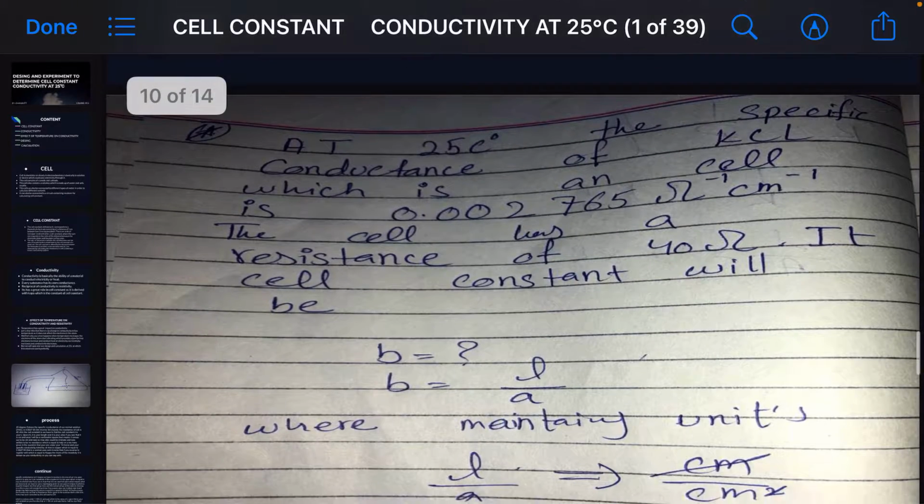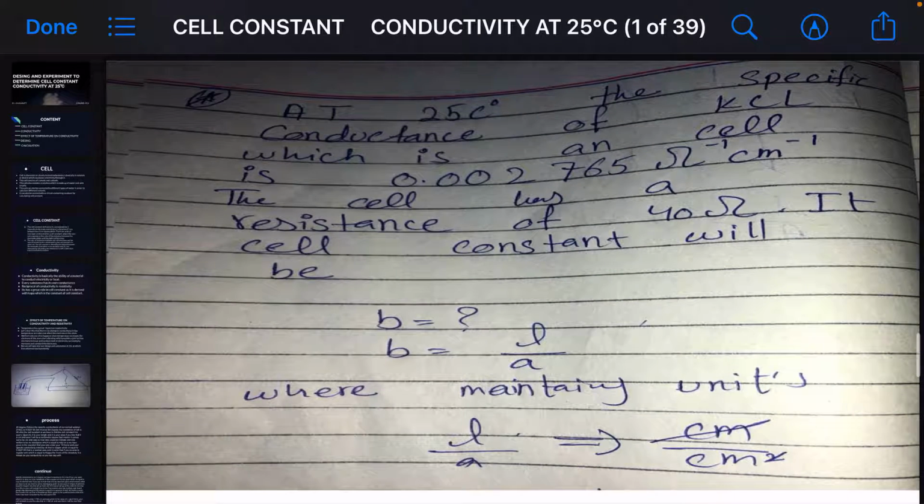So this is the whole process that I've already explained in short form, so I don't think you'll understand it like this. I'll have to show you the calculations that I've written here. Basically, at 25 Celsius, the specific conductance of KCl is 0.0276 per ohm per centimeter. The cell has a resistance of 40 ohm. The cell constant will be determined next.